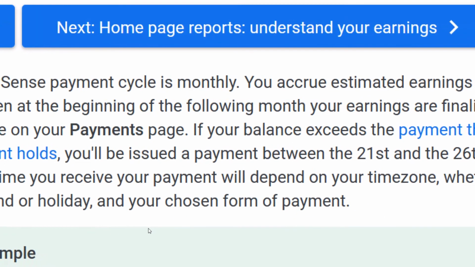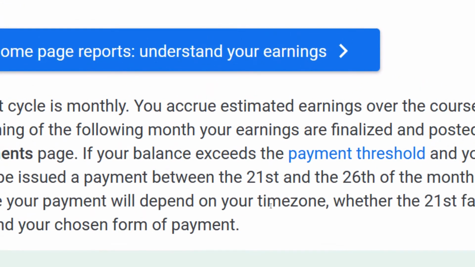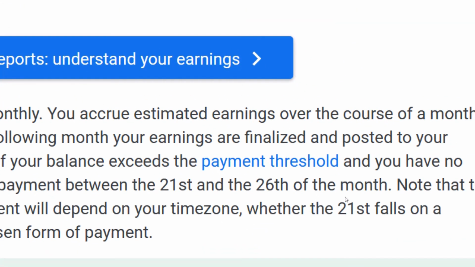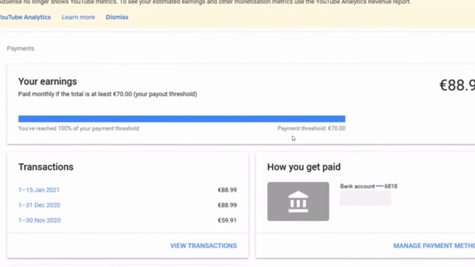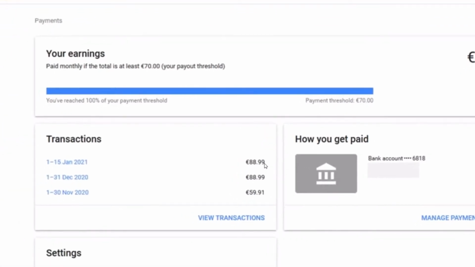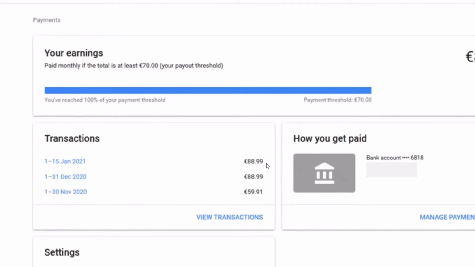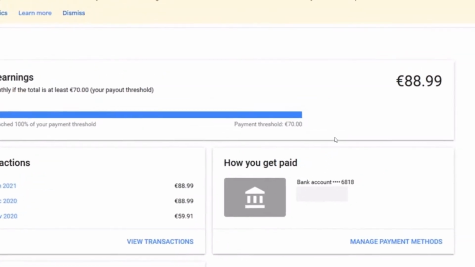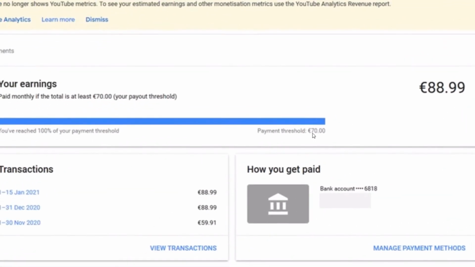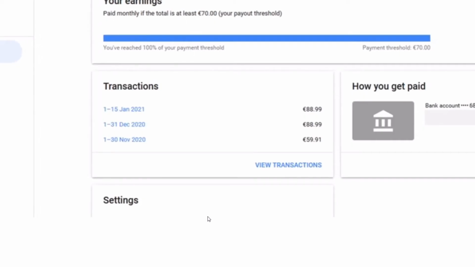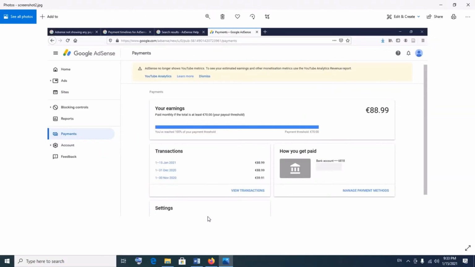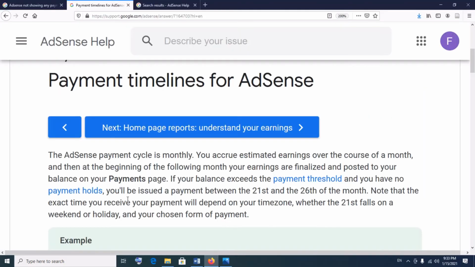So they are saying that if only your balance exceeds the payment threshold, like in my case, I've exceeded the payment threshold. When I received my payment for the month of December on the 11th of January, my final balance was 88.9. So 88.9, as you can see, has exceeded the payment threshold, which is 70 euros. Okay, and I do not have any payment threshold. I haven't asked AdSense to pay me on any particular date. So let's see what next.